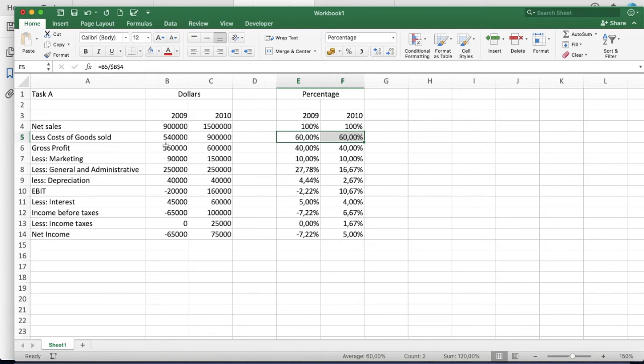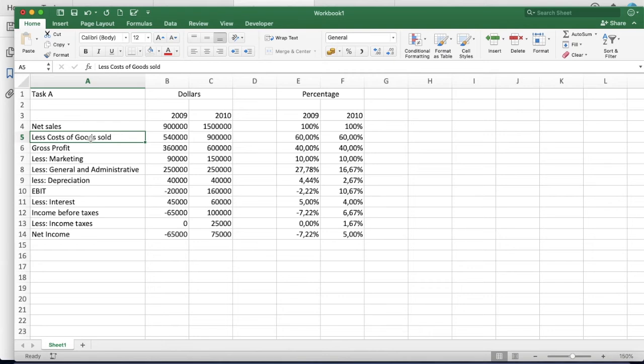It means that when we are dividing the cost of goods sold by the net sales, we have the same amount, even if the sales are varying. See? So per unit, the cost of goods sold are constant. This means that the cost of goods sold are among variable costs.